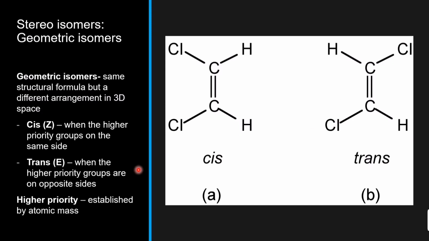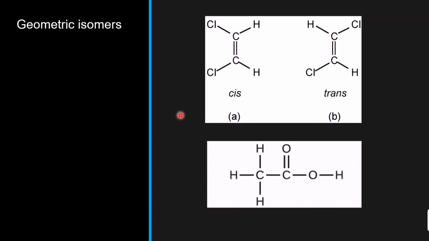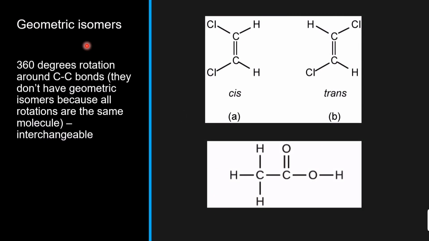And higher priority is just established by the atomic mass. So chlorine has a higher atomic mass than hydrogen, so the chlorines are the higher priority group, meaning that to be a cis, the chlorines will have to be on the same side because they have the higher priority, the higher atomic mass. And how do we get geometric isomers?